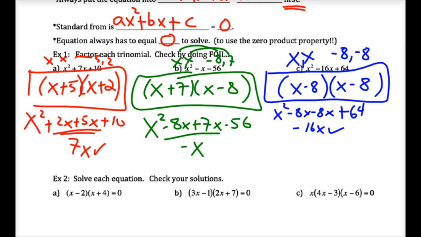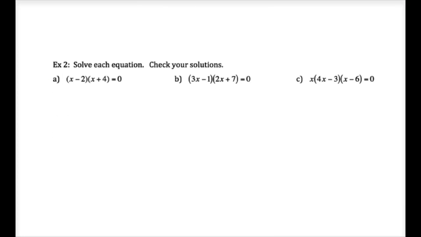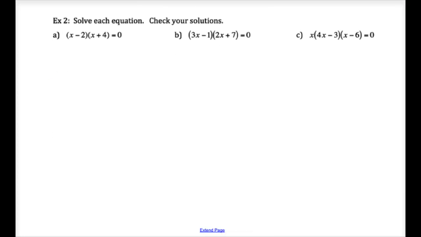Now, go to the next one. Read us the directions in example 2, please. Solve each equation, check your solution. Do we solve these? Yes, they're equations, and the directions say solve. We solve equations, we factor expressions. Now, do not do FOIL on those. We're going to go right to the zero product property.